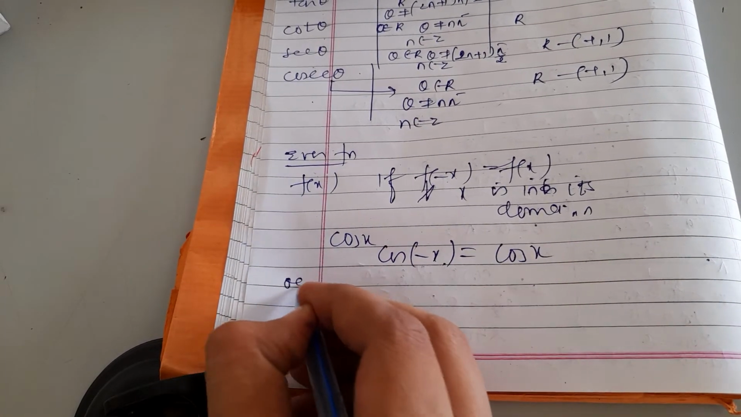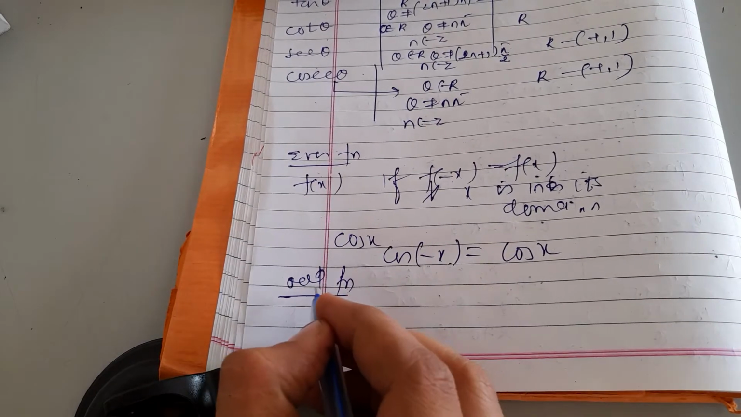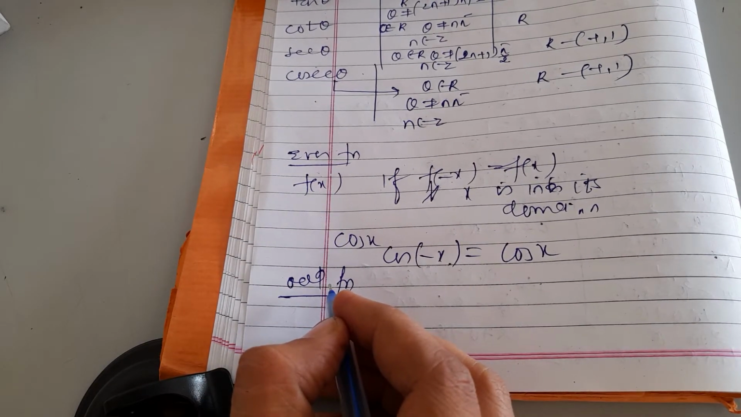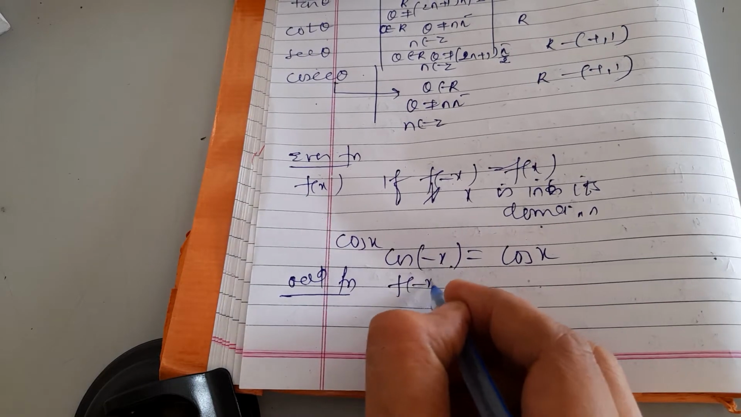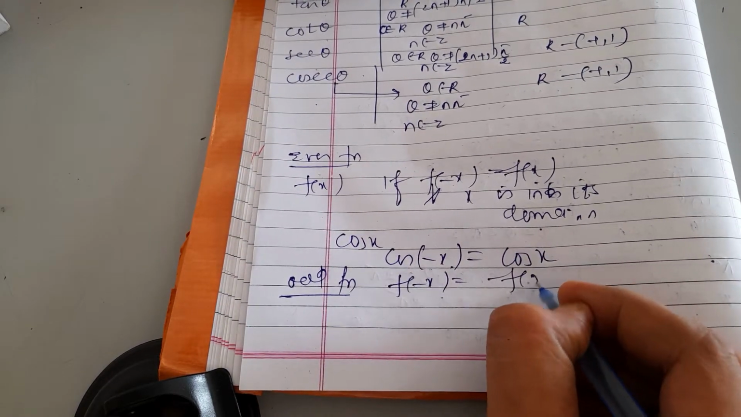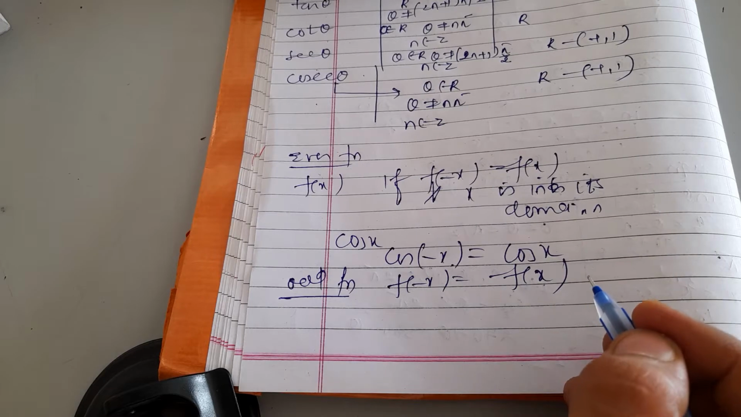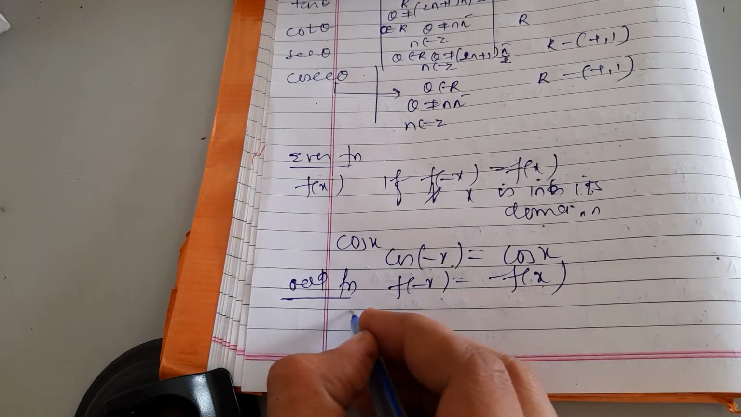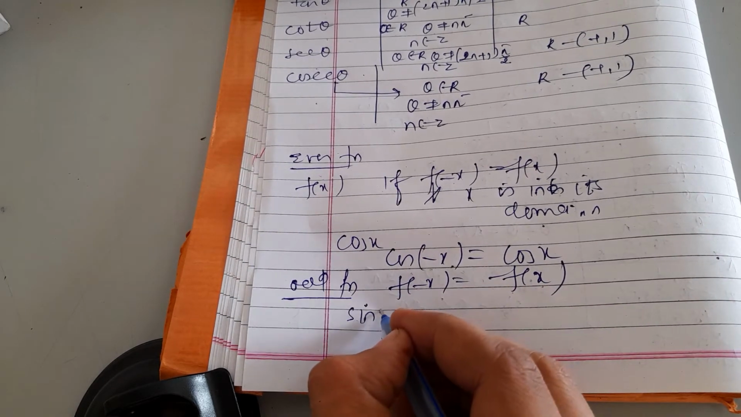Now what is an odd function? A function is said to be an odd function if f(−x) gives the value −f(x) for all x in its domain. And we know that the sine function is an odd function.